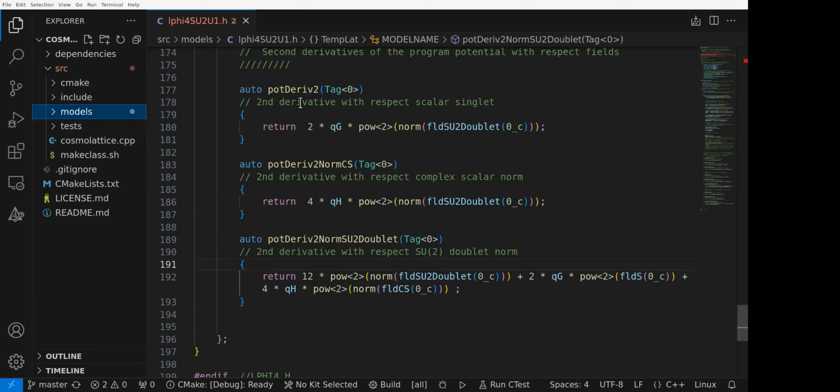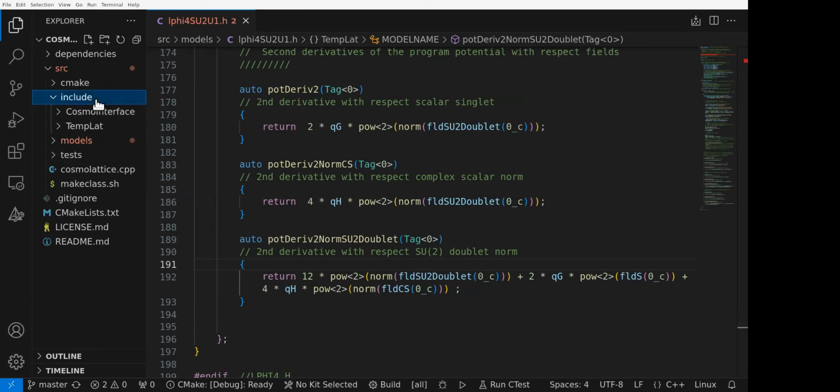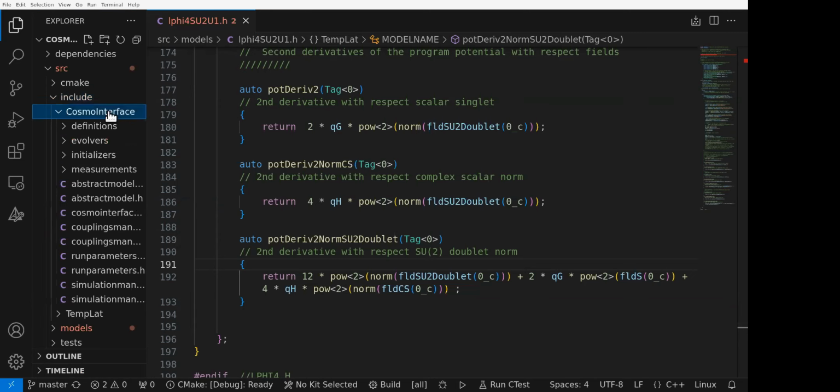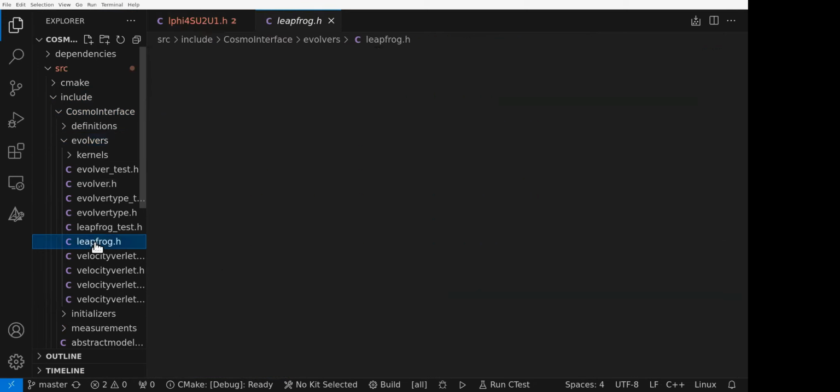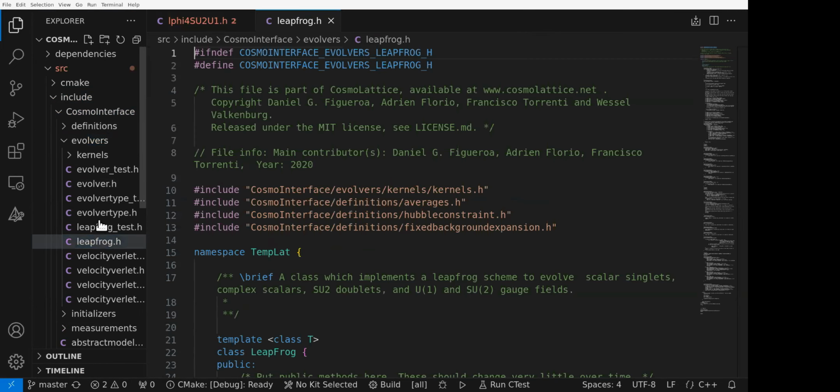You don't need to write any matrix. You don't even realize that you're working with matrices, which makes the coding much easier. So if we go in the Cosmo interface, for instance, we can look at how this leapfrog scheme that I just explained is implemented for the non-abelian fields.